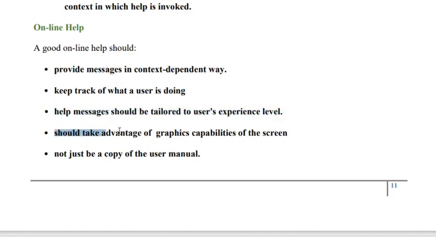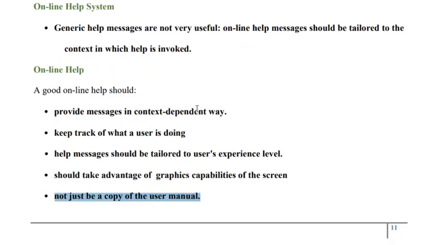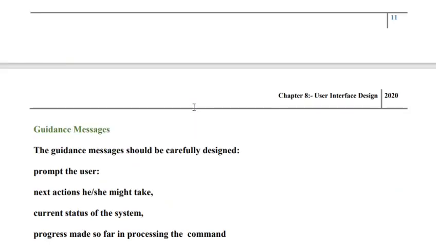It should take advantage of the graphical capabilities of the screen. A graphical description of the problem is very easy to understand. So we need to build the help materials in such a manner that they have diagrammatic representations in them, right? It should not just be a copy of the user manual. These are the characteristics of online help that may be provided with the system.